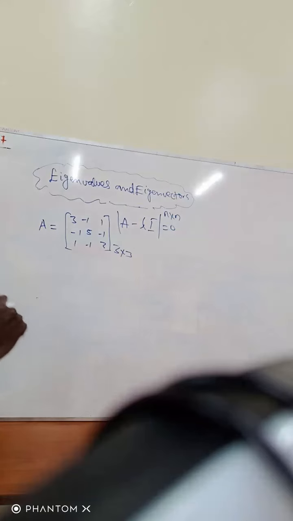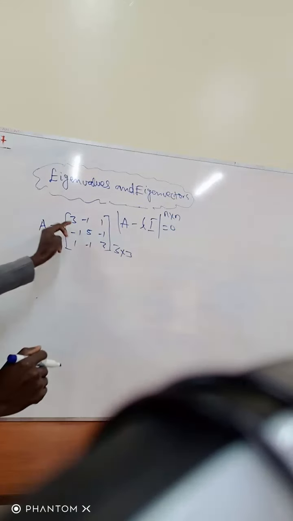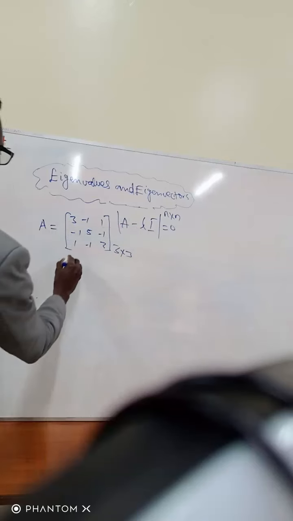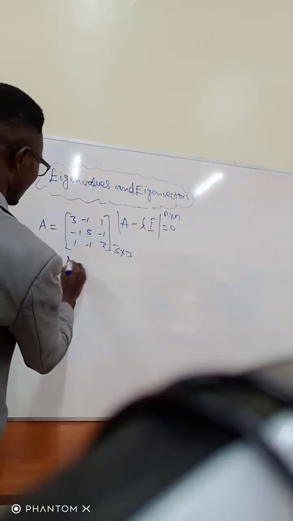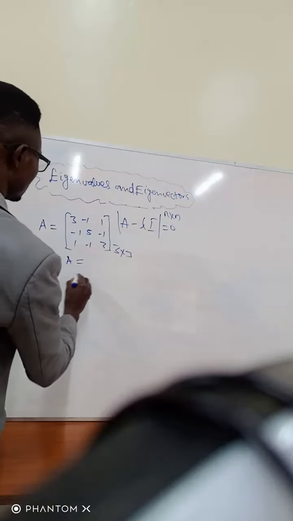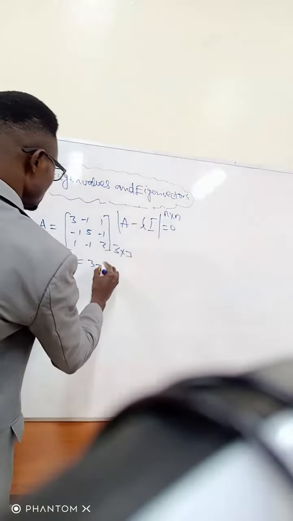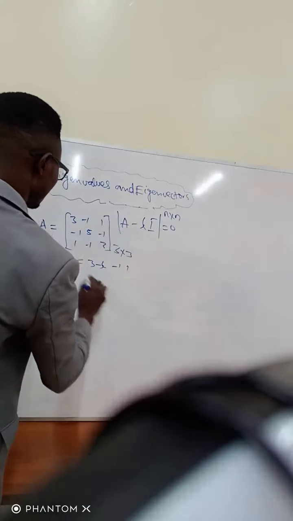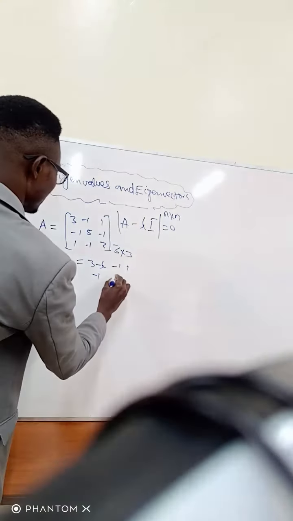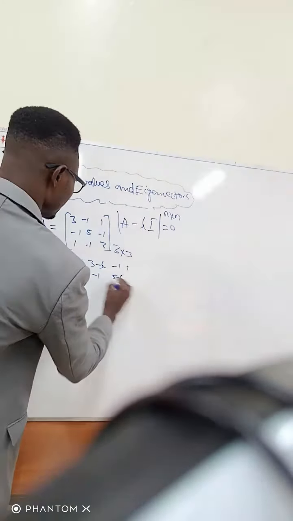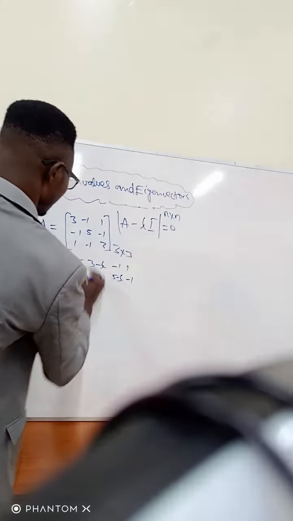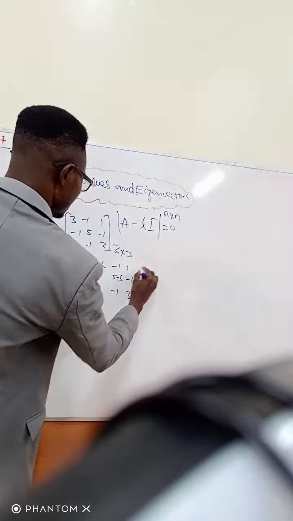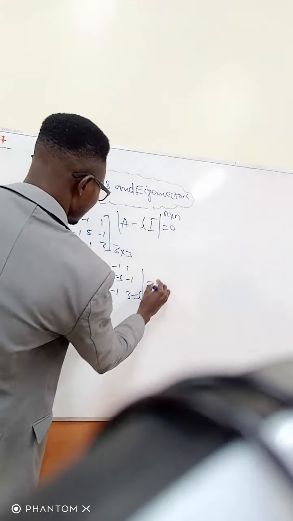So the first thing you need to do is to multiply this. A is this matrix. So if we multiply this by that, we simply have, let's say that our new matrix is equal to 3 minus lambda, negative 1, 1; negative 1, 5 minus lambda, negative 1; 1, negative 1, then 3 minus lambda. So this is what we have, and this must be equal to 0.